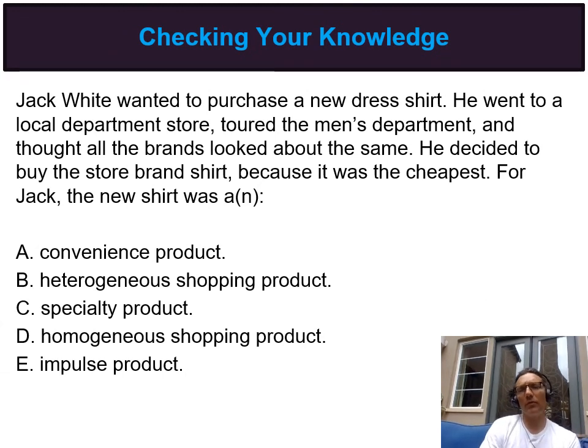For example, if we were to look at this quiz question here, you have some quiz questions on product classes in this week's assignments. Jack White wanted to purchase a new dress shirt, went to a local department store, and thought all the brands looked about the same. He decided to buy the store brand shirt because it was the cheapest. For Jack, and many men shop this way, the new shirt was a homogeneous shopping product, right? So he sees them pretty much being all the same.